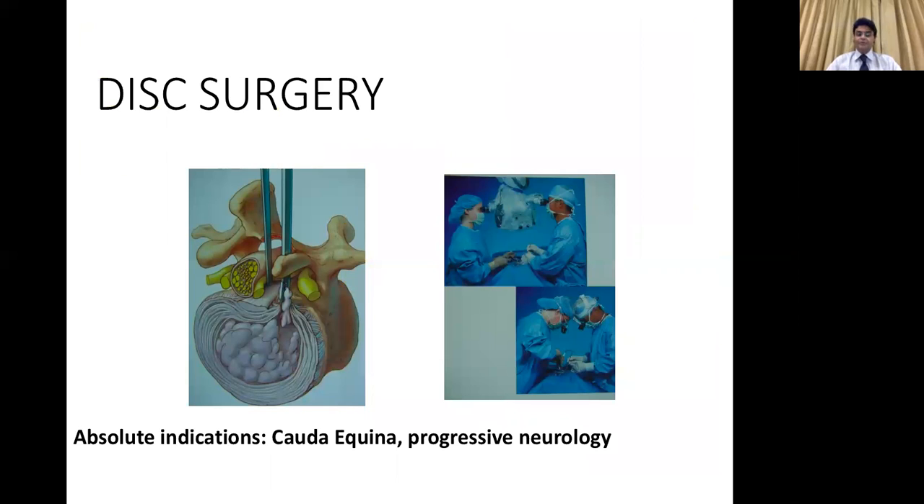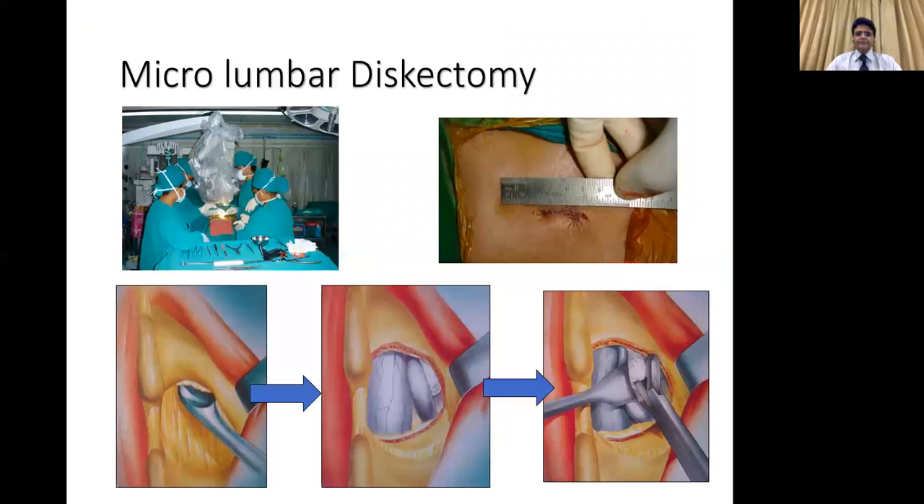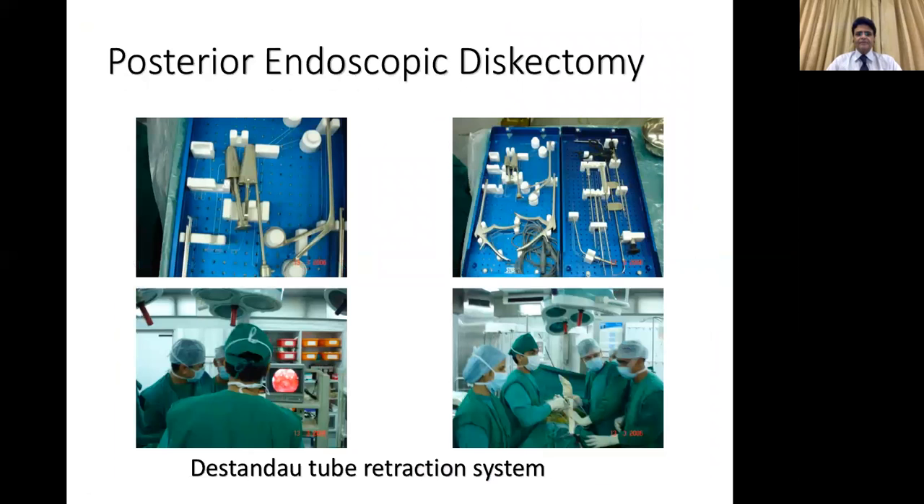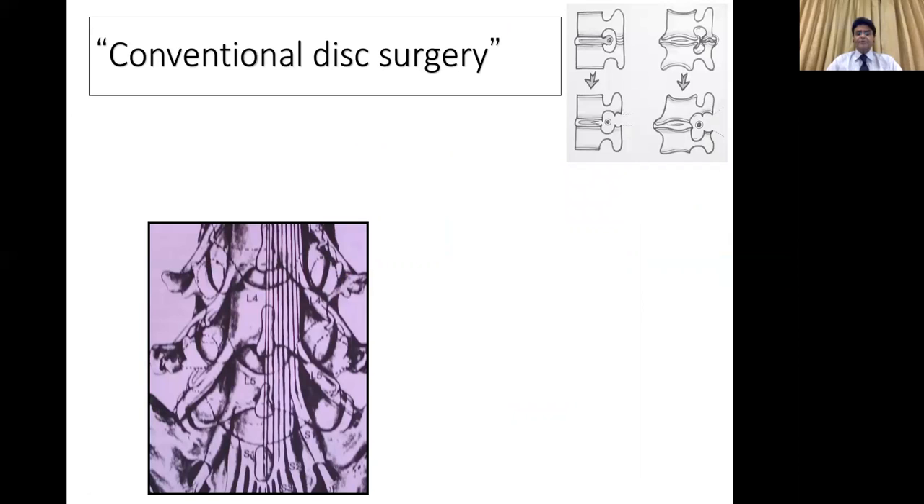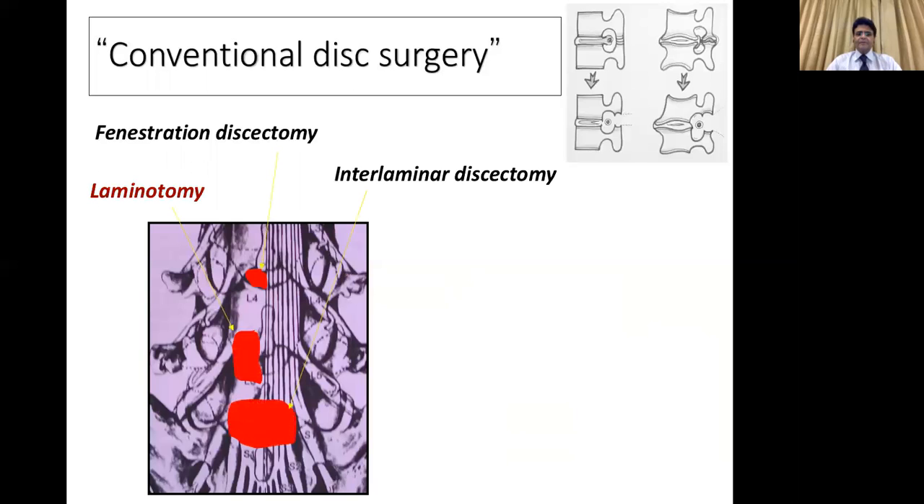When then do we do disc surgery? Cauda equina and progressive neurology. Well, you could do a microlumbar decompression through a tube, through a small incision, using a Destandu system, using a tube, using a McAuliffe retractor. This is a posterior endoscopic discectomy using a Destandu tube retraction system. You could do anything from a fenestration discectomy to a laminotomy to an interlaminar discectomy.